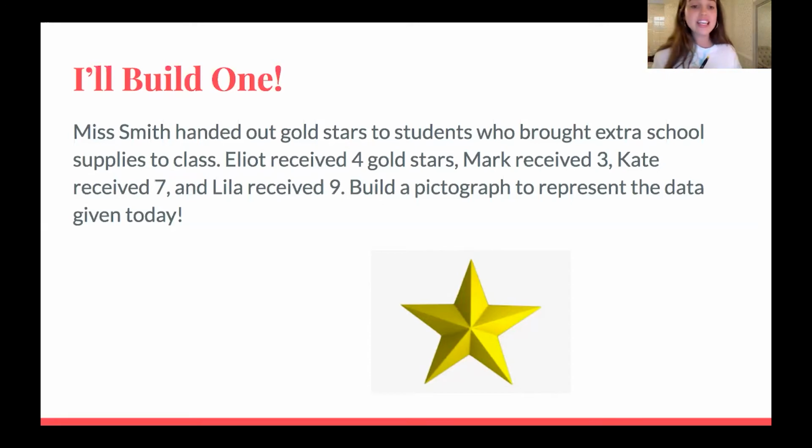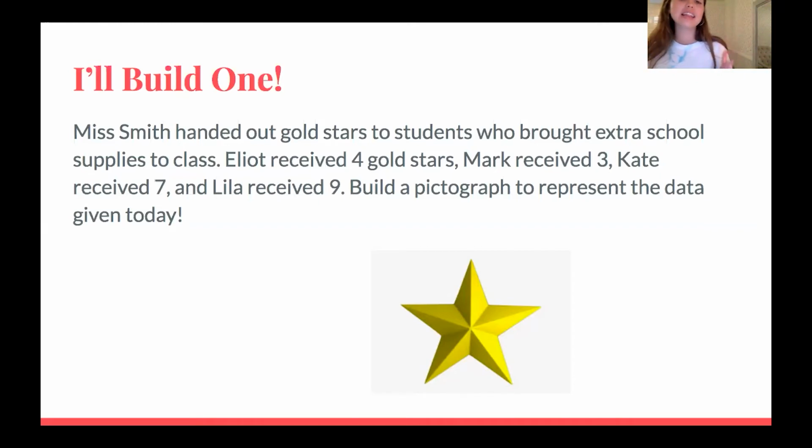Now it says Kate received 7. So I need to draw 7 stars above Kate's name. I'm starting: 1, 2, 3, 4, 5, 6, and one more, 7. Awesome. So I didn't quite color those in, but if you look at the 7, you put your pen over, it lines up with the 7 there, and you can see above her name are 7 stars.